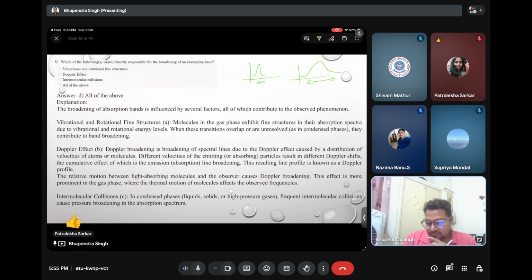Okay. So this is fine. This we have understood. What do you mean by Doppler effect? Doppler effect is that, I think you heard it before, right?